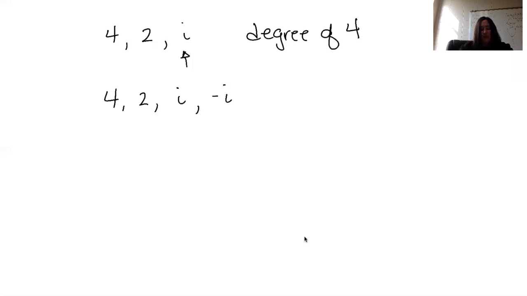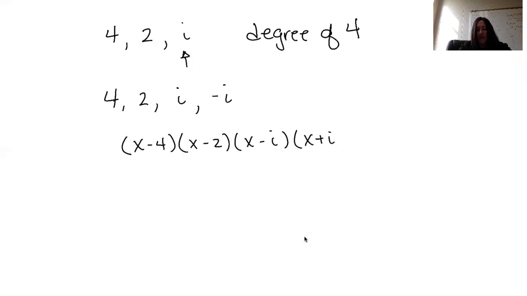So what you would do is you would plug that in by saying, okay, what would be the factor that would give me 4? Well, x minus 4 would be the factor that would give me 4. The factor that would give me 2 is x minus 2. The factor that would give me i is x minus i. And the factor that would give me -i is x plus i, or minus a negative. So if I asked you for the factors, this would be the factors. If it asked you for the polynomial, you would need to multiply that all out.